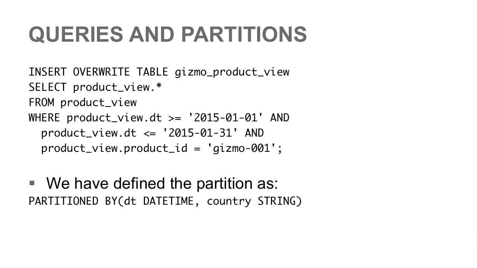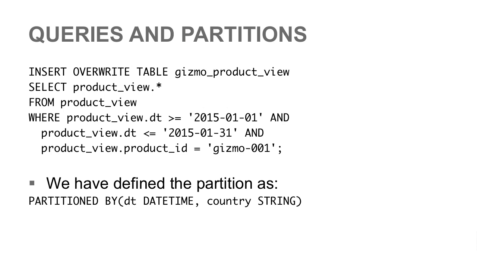Let's see some queries, and in our example, we will see a query that is also using partitions. For our e-commerce application, let's create a query in which we are going to select certain products. So we will start by saying insert overwrite table Gizmo product view, select product view. We are getting all fields from this table. And then we will say we are doing from product view with a condition.